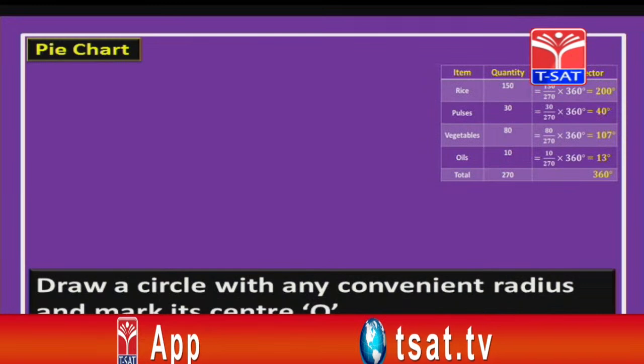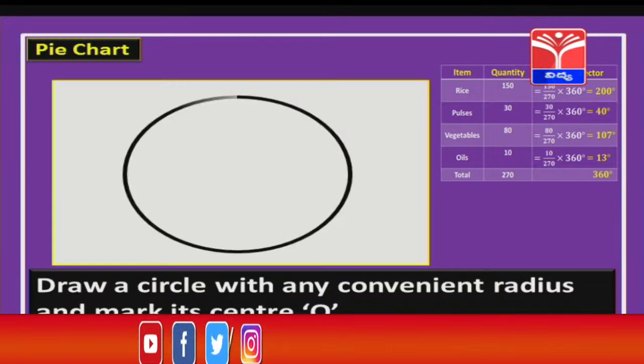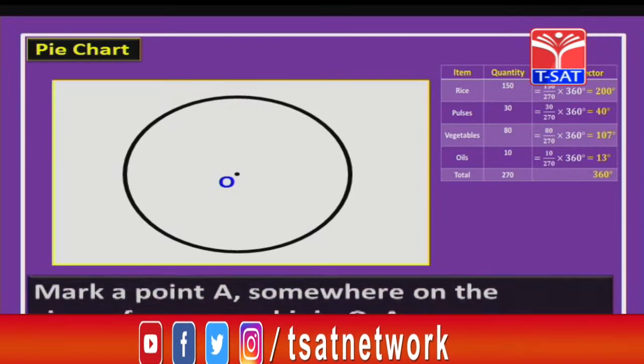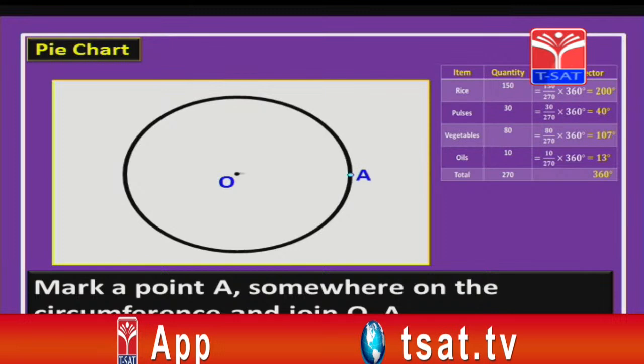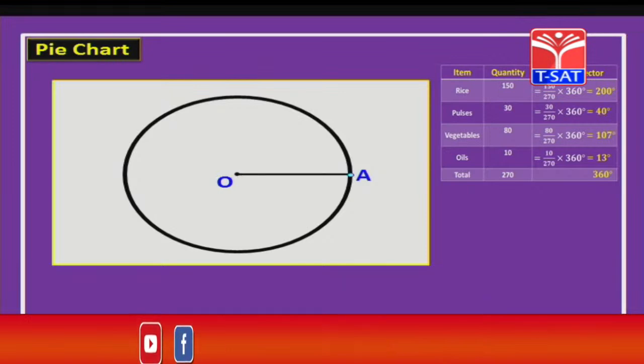For that, the first and important step is to draw a circle, and to draw the circle you can take any radius, okay, children, and mark the center as O. In the second step, we will take any point on its circumference. I marked it as A. Now, join OA. So, what is OA, children, here? Yes, it is the radius of the circle, isn't it? Now, what are we going to do?